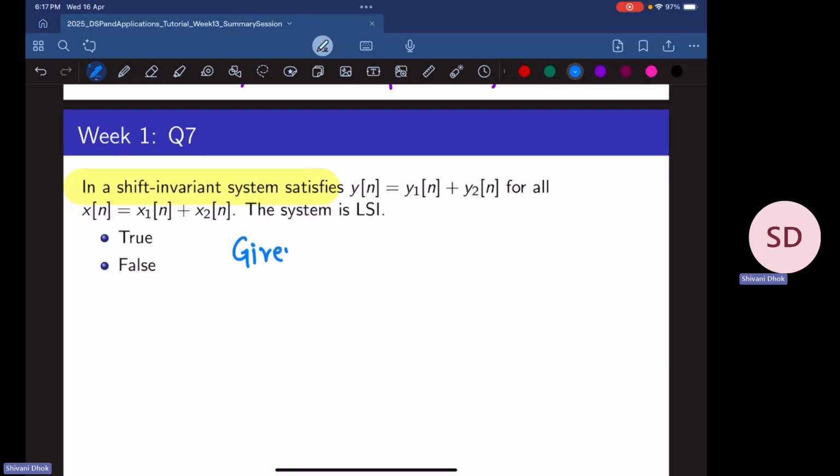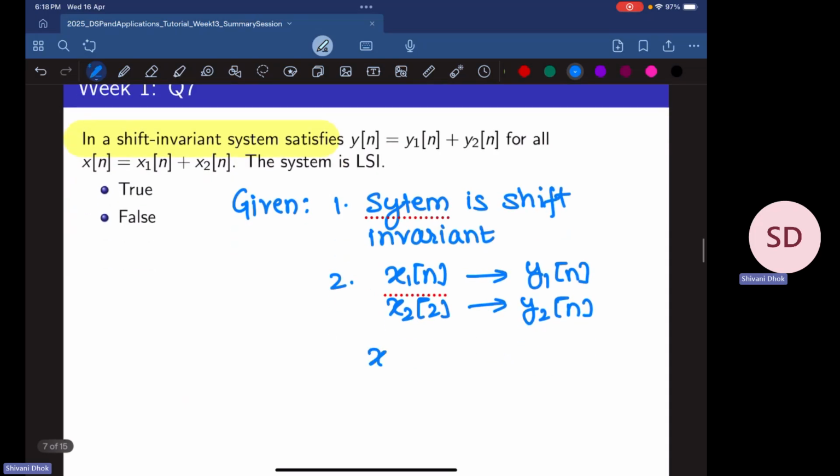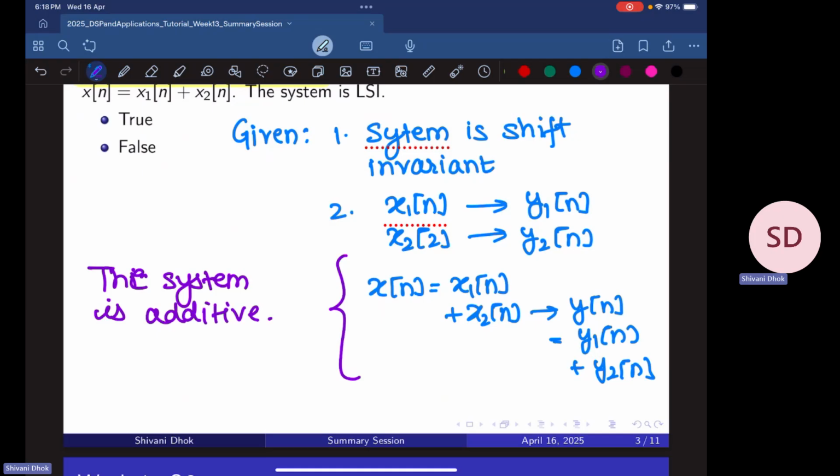First thing given to us is the system is shift invariant. Second thing given to us is this: x1 of n, if I give it as an input to that system, results in an output of y1 of n. And if I give input as x2 of n, it gives output as y2 of n. And when I give an input x of n, which is x1 of n plus x2 of n, it results in an output y of n, which is equal to y1 of n plus y2 of n. So what does this mean? This means that the system is additive. Okay, this is given to us.